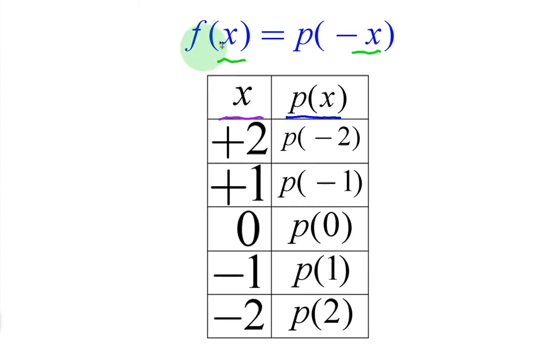So therefore, this is what our new general chart is going to look like for f of x when it is a horizontal flip. All the x values will change signs. Of course, 0 stays 0. The y values for the parent will stay the same.